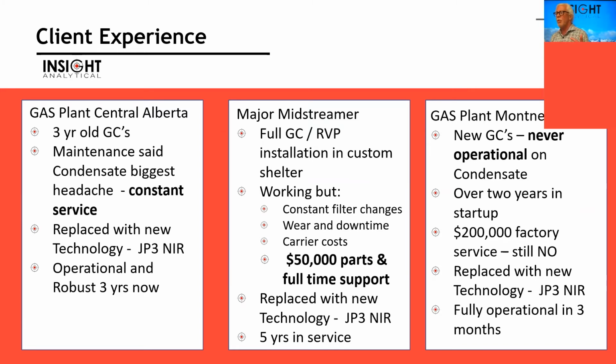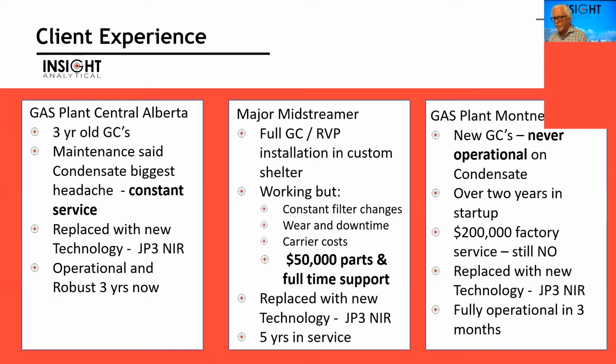A major midstream producer, almost every drop of condensate that moves through Canada touches these people's pipelines. They had a full gas chromatograph online vapor pressure analyzer. Extremely well done systems integration, big custom shelter, redundant filtration, all kinds of things to keep it up and running. They'd had it running for years and they came to us and said, "We want to try another analyzer on here, because while what we're doing works, our maintenance costs and effort are high. We have one full-time person whose job it is to keep those analyzers up and running, and we go through over $50,000 a year in spare parts and carrier for the GC." We put an analyzer in about 5 years ago, again, 5 years in service. Very low maintenance. They've now put it on every one of their condensate lines.